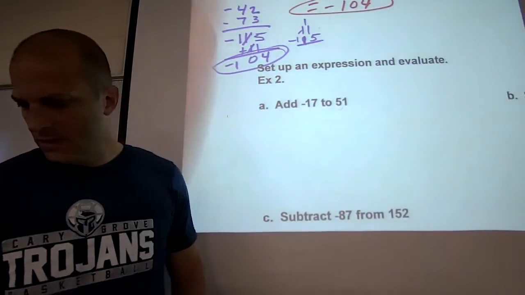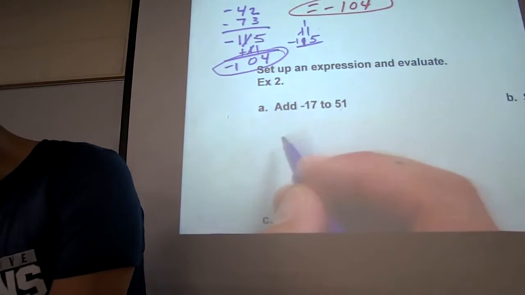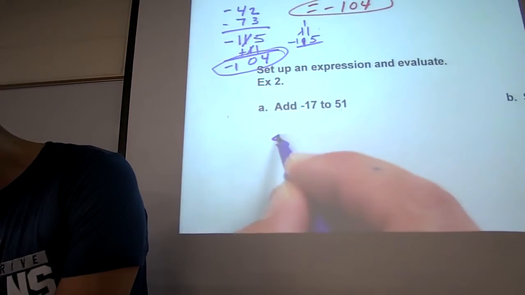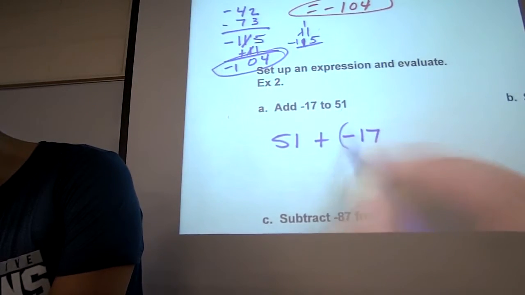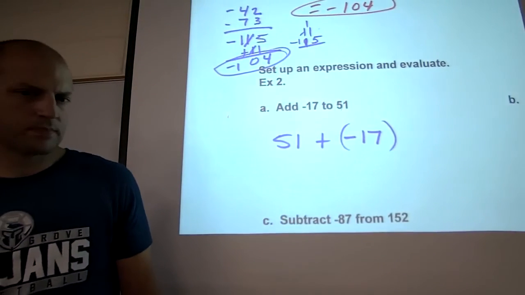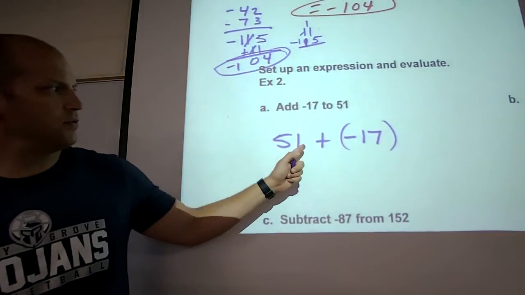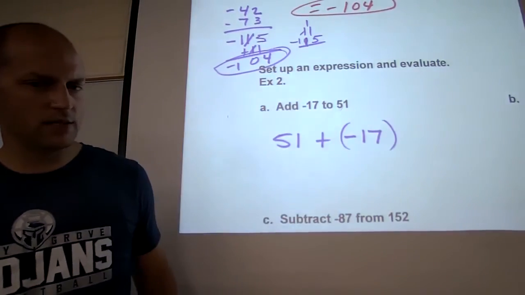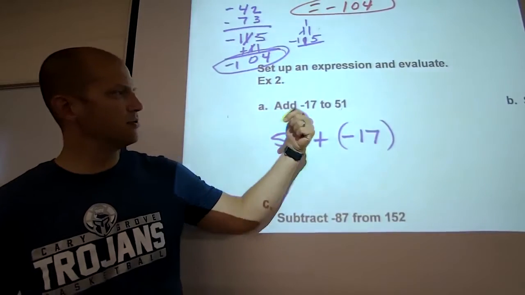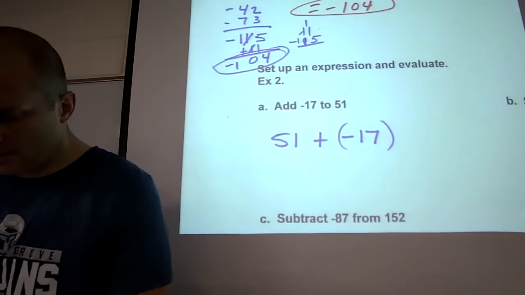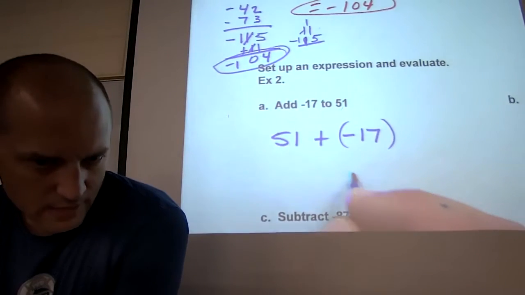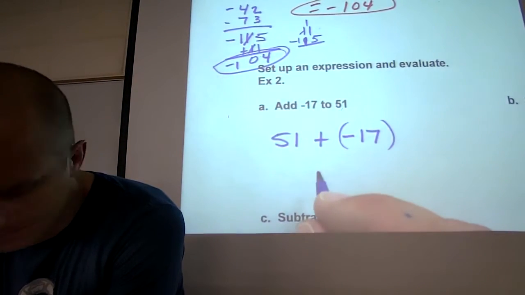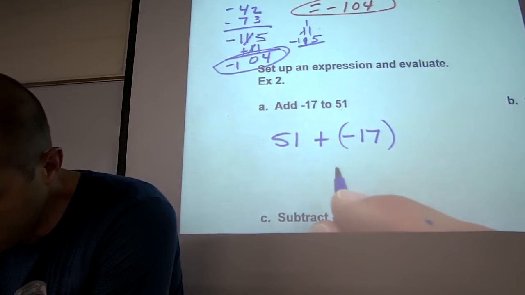Okay? So I'm going to start with 51, and I want to add negative 17 to that. So I have 51, and I want to add negative 17. So it's almost written backwards from how you read it. Okay? So 51 plus the negative 17, you can punch that in your calculator. You can do it by hand, whatever you prefer.